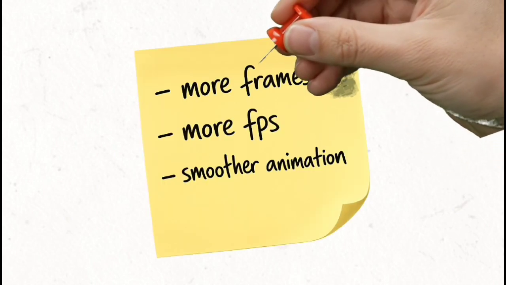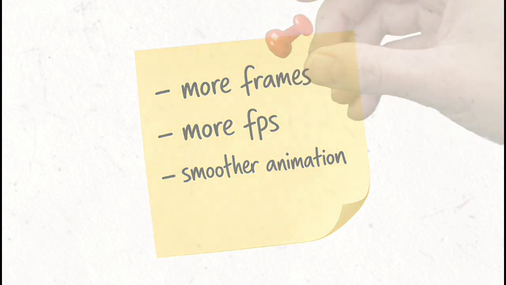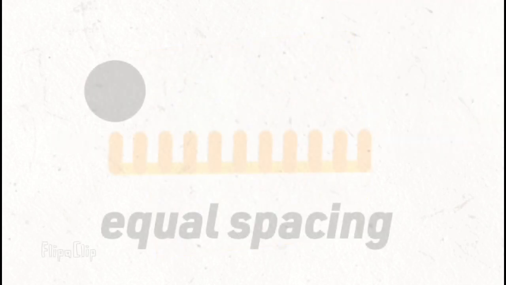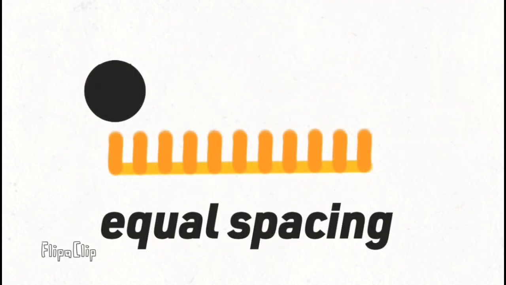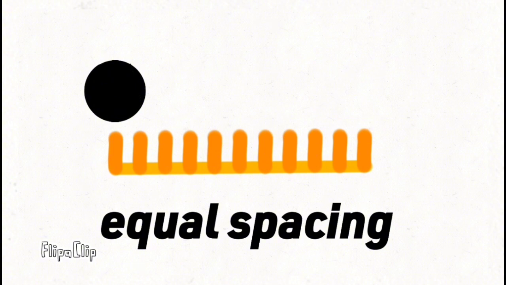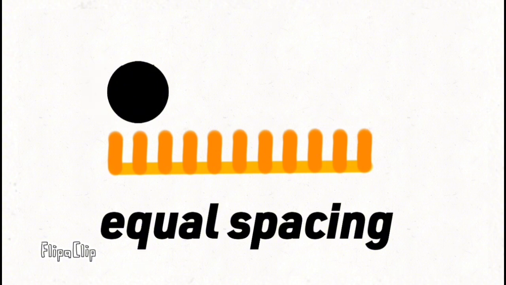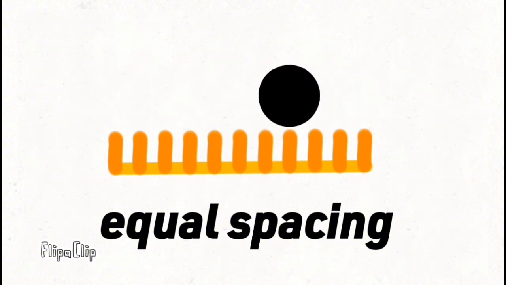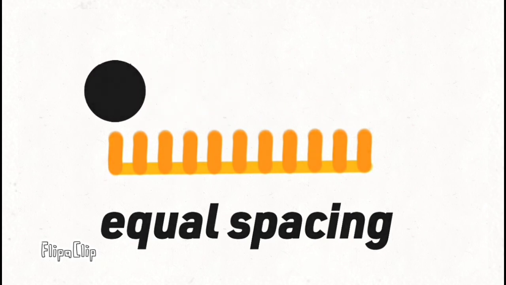Most beginners think the answer is simple. Just add more drawings. But that's only part of the story. The real question isn't how many drawings you create, it's where you place them. Let's imagine a simple ball moving across the screen. If every drawing is placed at exactly the same distance, the movement feels constant. But real life almost never moves like that.